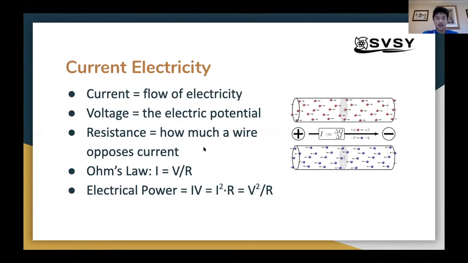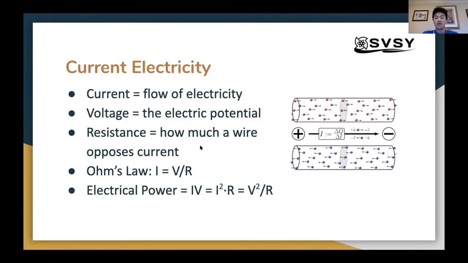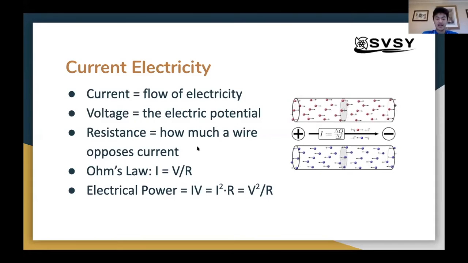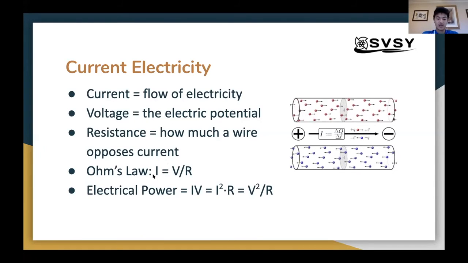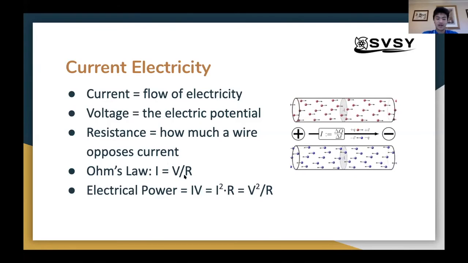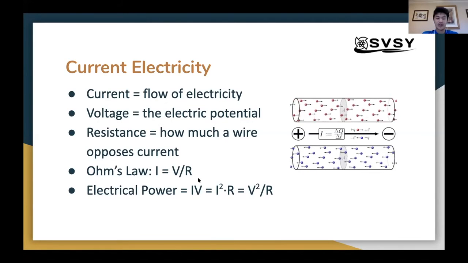In current electricity, there are also two important formulas for you to know, and one is called Ohm's law. Ohm's law relates these first three quantities that I talked about: current, voltage, and resistance. It states that current, denoted with an I, is equal to voltage, denoted with a V, divided by R, which stands for resistance. So current equals voltage divided by resistance. This relates the current, voltage, and resistance in a simple circuit. So that is Ohm's law.